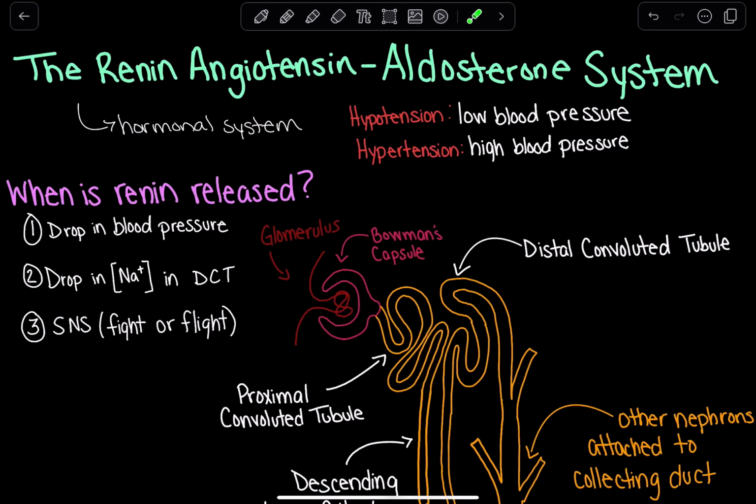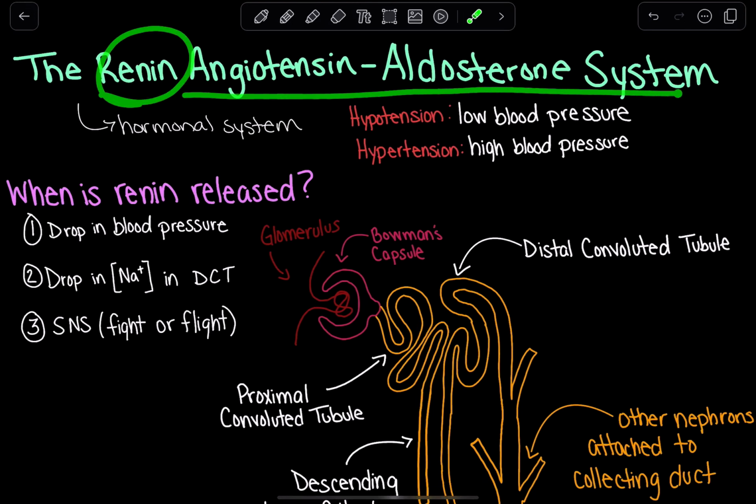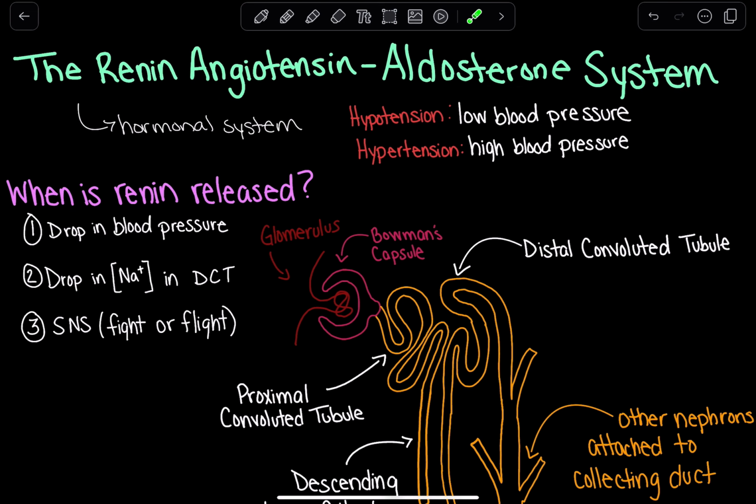So here we are going to go over the renin-angiotensin-aldosterone system. And this is a hormonal system because it utilizes angiotensin and aldosterone, which are two distinct hormones. This system is often referred to as RAAS, as the short form.